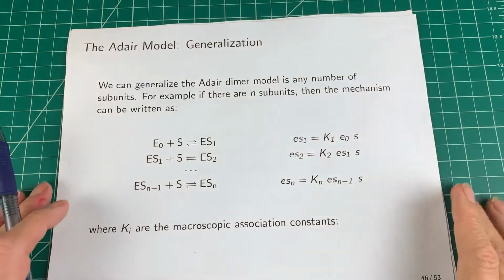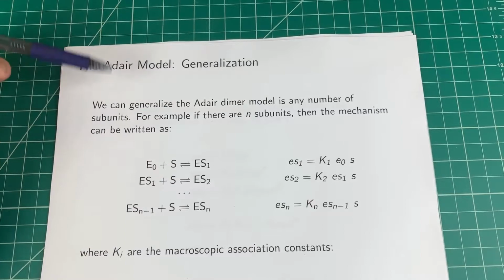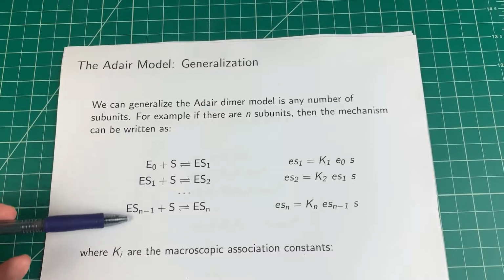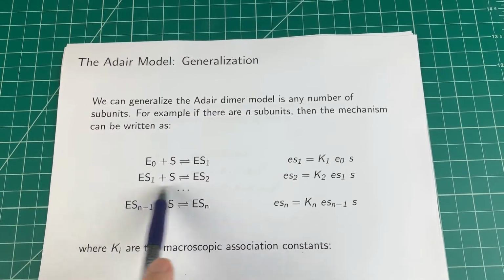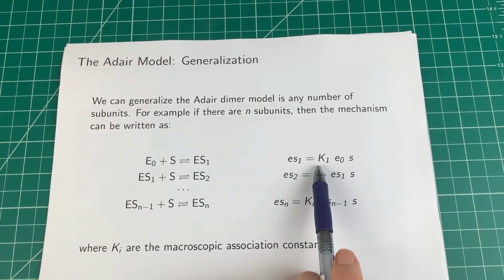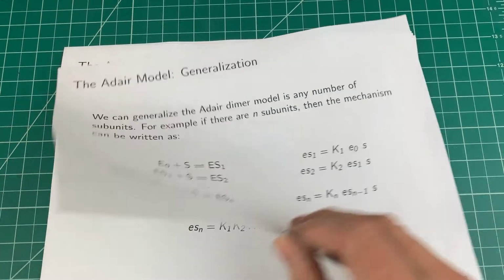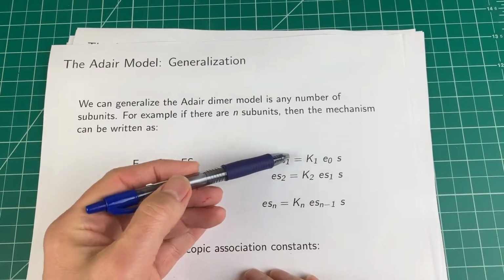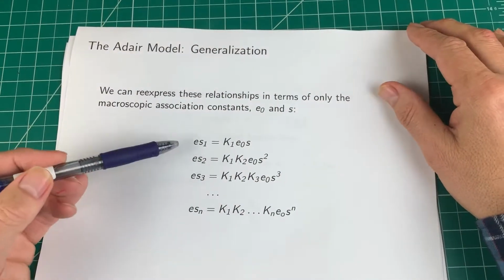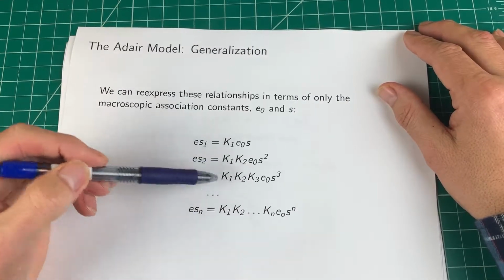So let's generalize the Adair dimer model and tetramer model to any number of subunits. For example, if there are n subunits, then the mechanism can be written like this, and there's a whole bunch of binding states in between. In each case, I can write down the relationship in terms of the macroscopic association constant. Okay, I can do that trick which I did before, where I cascade the substitutions one to the next and so on, and I'll get these. All right, so these are the generalized association constants, where I've cascaded each one into the next.